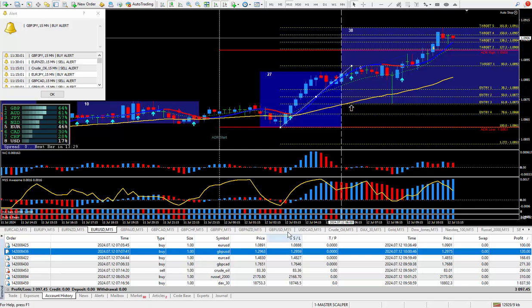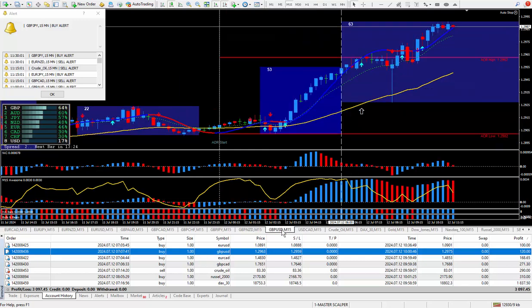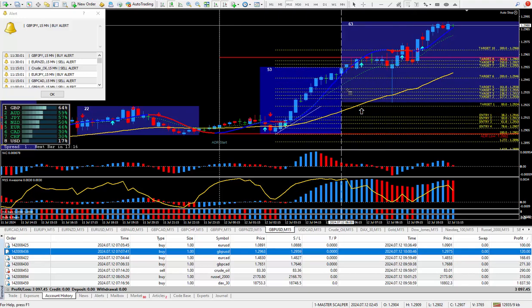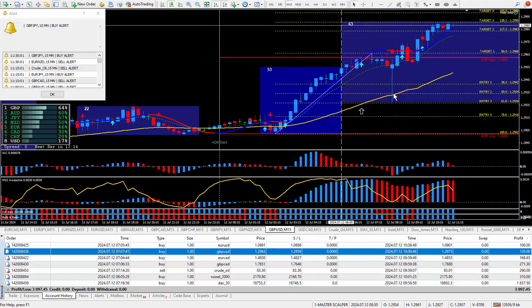Okay, the next one, as I said a bit earlier, pound dollar, same thing, looks identical. Like I said, they're correlated. Matter of fact, you can throw a fib on here and do exactly the same thing. Swing low to swing high. There's your pullback, it hit entry number 3. Getting in here obviously would have been great. And of course it did hit target number 3 right there.